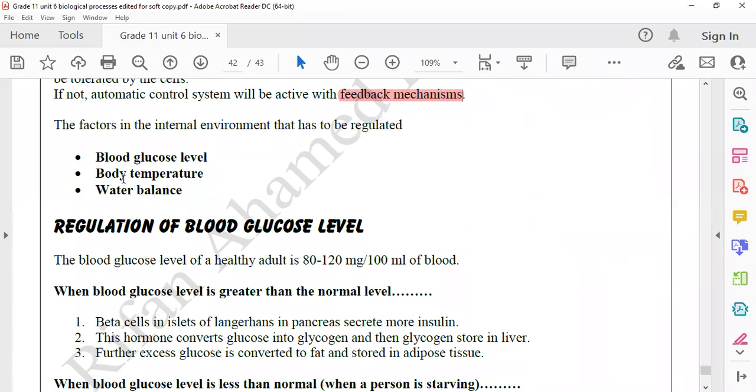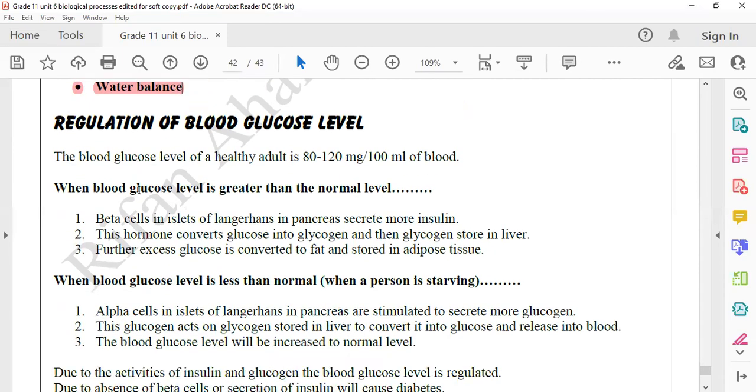In our body, there are many factors constantly maintained in the internal environment. Three are in your syllabus. Who are the three in your syllabus? Water, blood glucose level, body temperature, water balance. Now, first of all, let us try to understand how blood glucose level is maintained in our body.